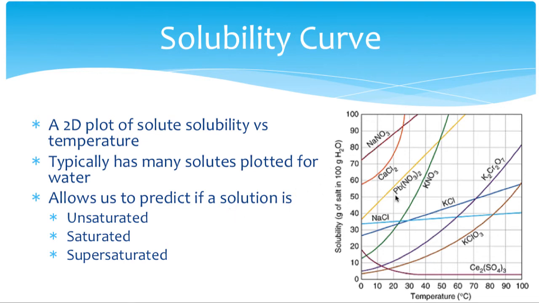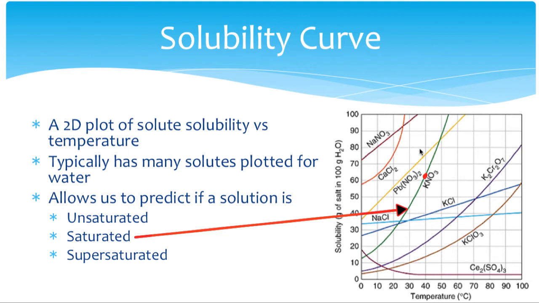Saturated solutions, and we'll use potassium nitrate as our example here, is any solution at a temperature and pressure that shows up exactly on the line. For example, if we have potassium nitrate with about 64 grams at 40 degrees Celsius, we would describe that solution as being saturated.